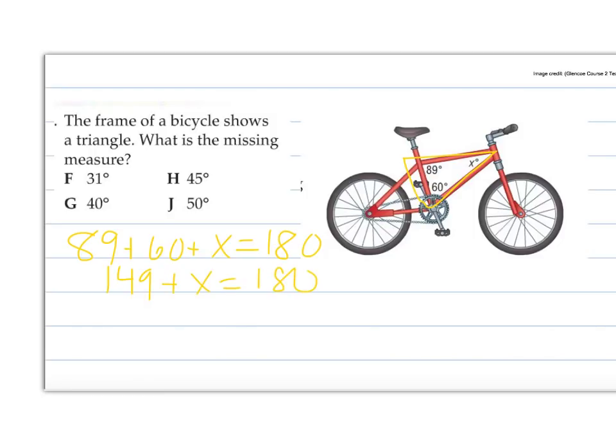You do the inverse operation of adding, so you subtract 149 from both sides, keep it even, keep it equal. 149 minus 149 is 0, so we're left with one single x. That measure of x is equal to 31 degrees, which is answer F.